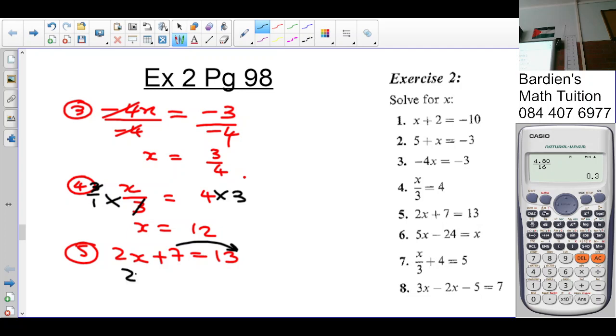2x, yes? And what is 13 minus 7? 6. How do I get x on its own? Must divide by 2, yes. So that cancels. So therefore, x equal to what? 6 divided by 2? 3.